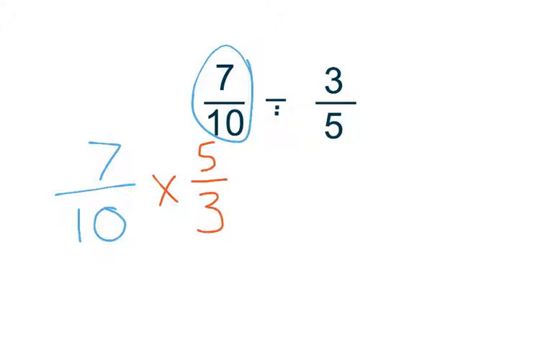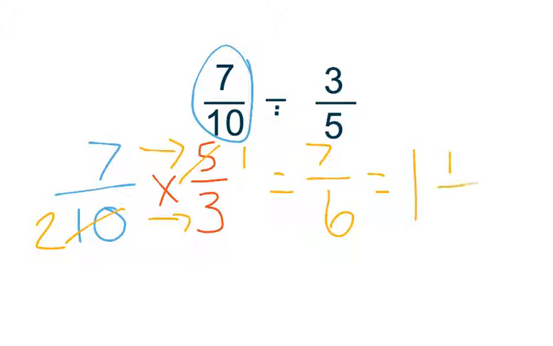I see that I can do some cross-simplifying or cross-canceling here. 10 and 5 have a common factor of 5. 5 divided by 5 is 1. 10 divided by 5 is 2. So when I multiply straight across, I am going to get 7/6. That can be simplified into 1 whole and 1/6.